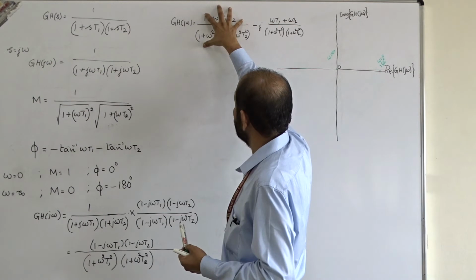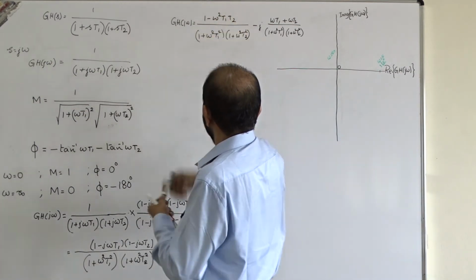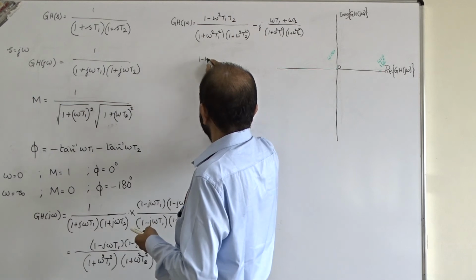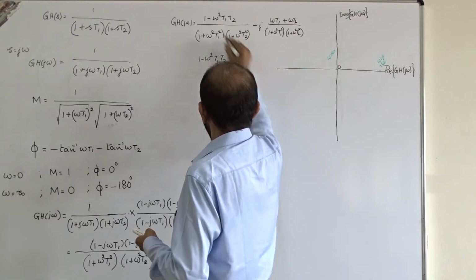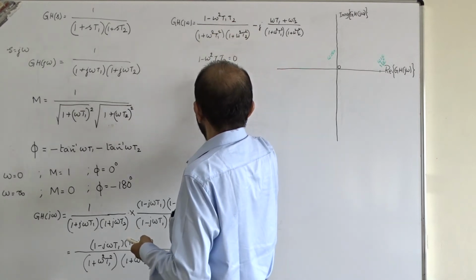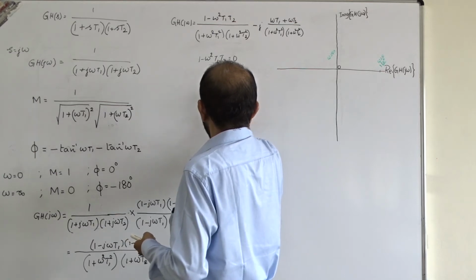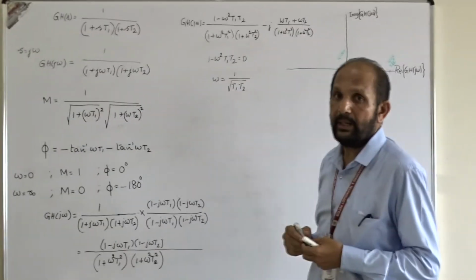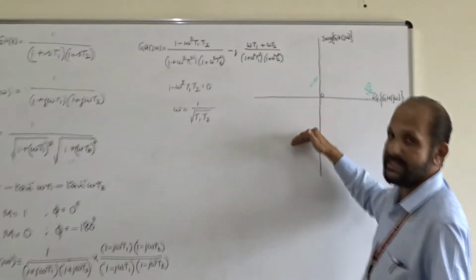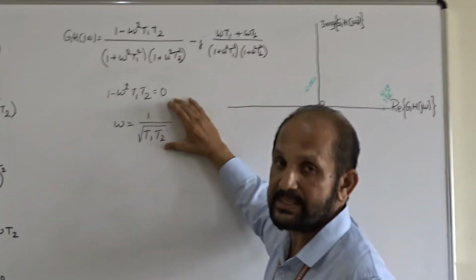So you equate the real part equal to 0. This will be equal to 0 means what? You get (1 minus omega square t1 t2) divided by this equal to 0, which means the numerator must be equal to 0. If you simplify this, omega square will be 1 divided by t1 t2. So for this frequency, the plot intersects the imaginary axis.